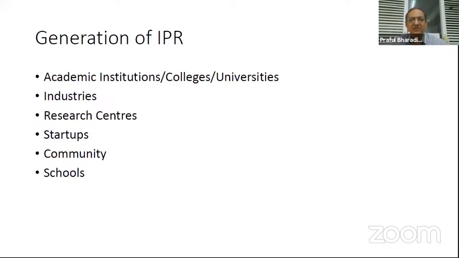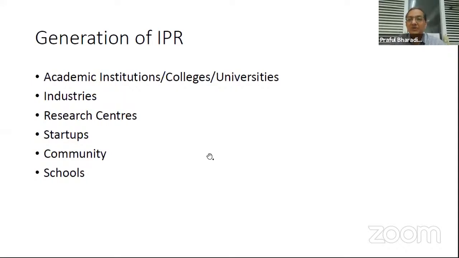So if we see the list of institutions, we have academic institutions, colleges and universities. These are places where a lot of research is taking place, and this research may lead to the generation of IPR.